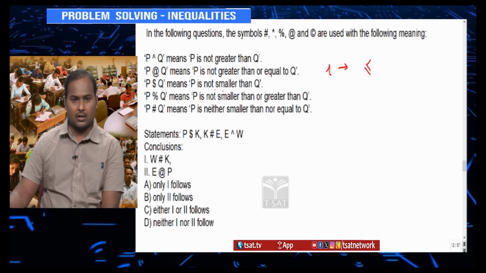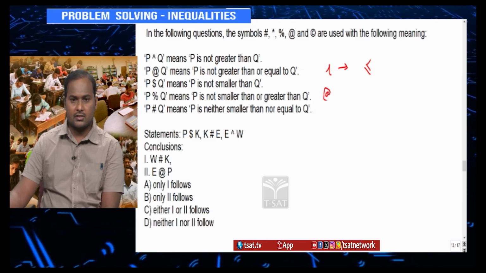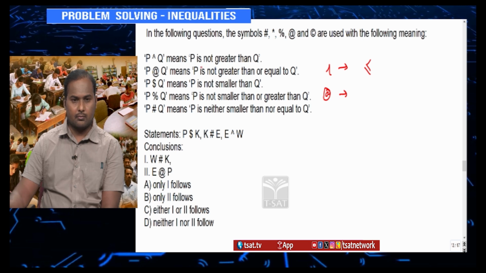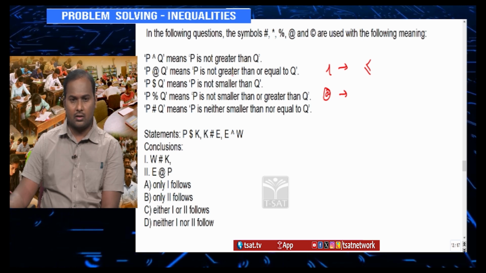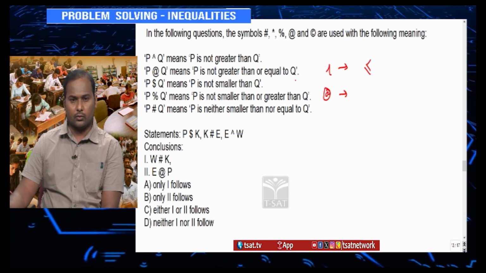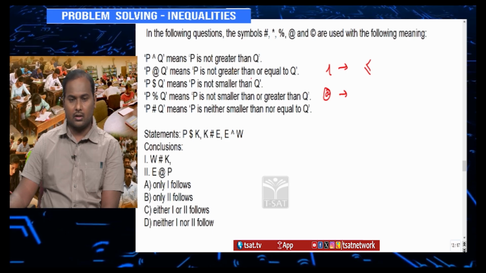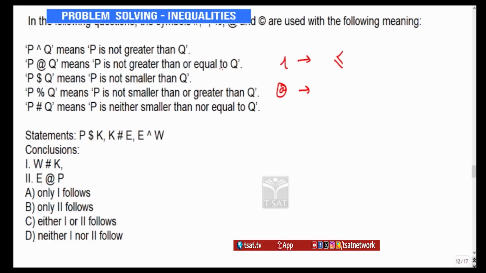Now see the P at the rate Q. What does the at the rate symbol represent? The at the rate symbol means P is not greater than or equal to Q. He is saying that P is not greater than or equal to Q means P is less than Q. See here, P is less than Q. That is the conclusion.